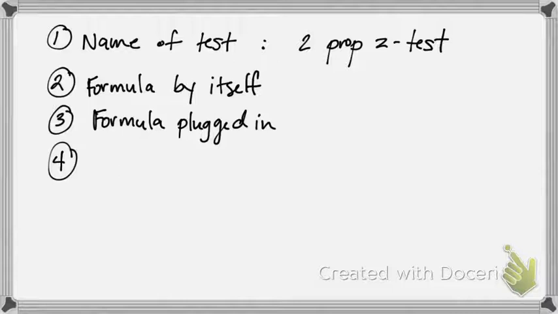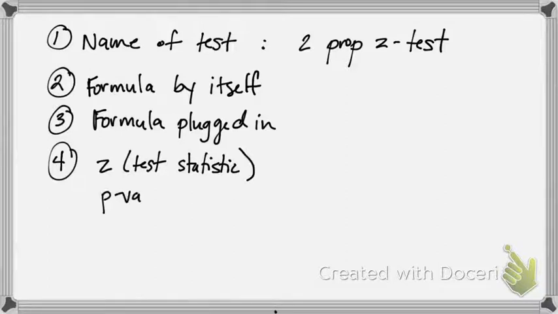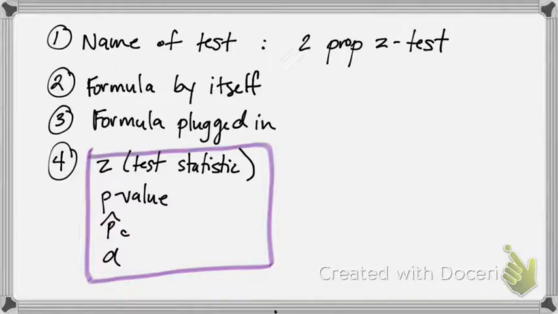Then on the side, you know how I had you highlight the things that I would definitely be checking. The things that you definitely need to list out are your Z, which is your test statistic, your p-value, and you need to show how you solved for P hat C, the formula. And then you need your alpha. So these 4 things. In your calculator, the test is going to give you all of these. It is stat test 6.